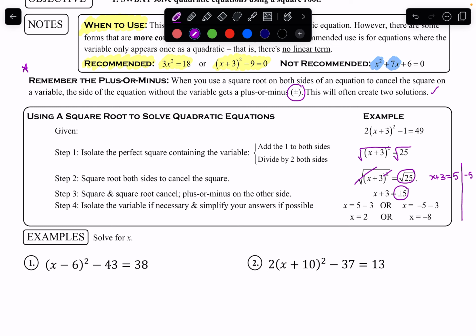Because I've got two different numbers now that I've got to deal with. So when I minus 3 over here on the left, for my next step, I have to minus 3 from the 5 to get 2. But I also have to minus 3 from the negative 5 to get negative 8, and those become my two answers, okay? So I know that was a quick, holy cow example.